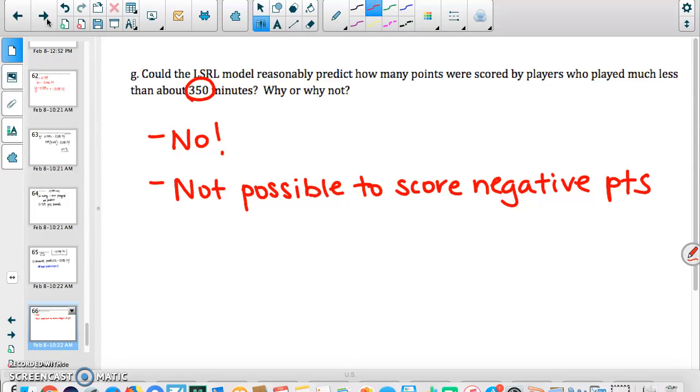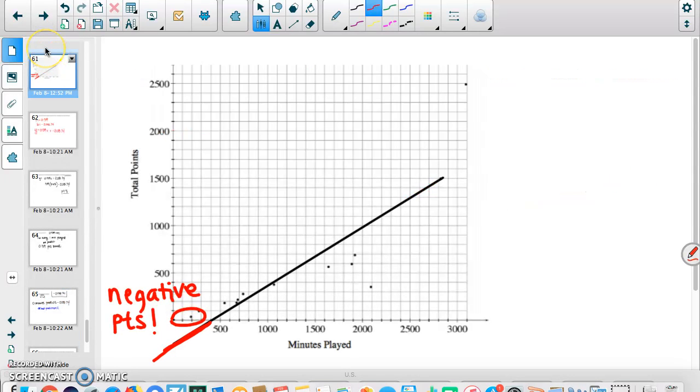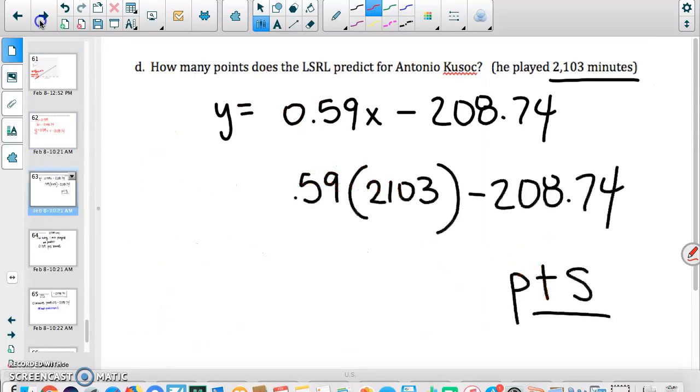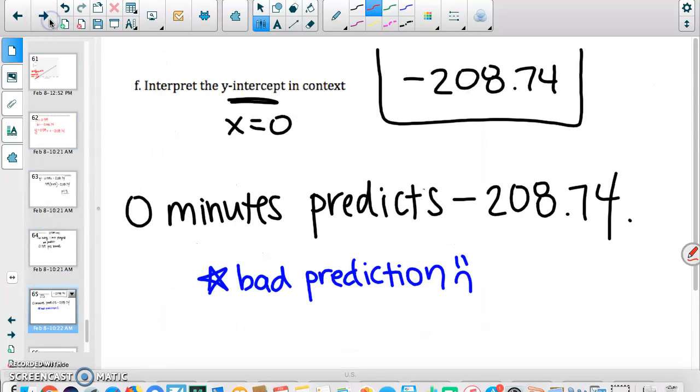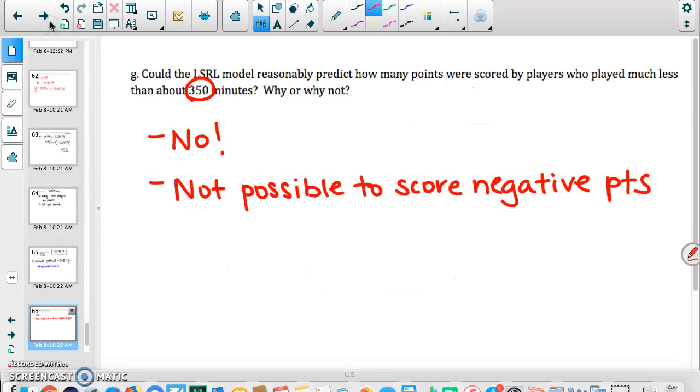So tying this back to our discussion on residuals, these would all have positive residuals, right? What actually happened was above the line, greater than the line. So their prediction was actually negative, and they scored a couple points. So that's good for them, right? But those predictions are not good. So not possible to score negative points. So these are not good predictions.